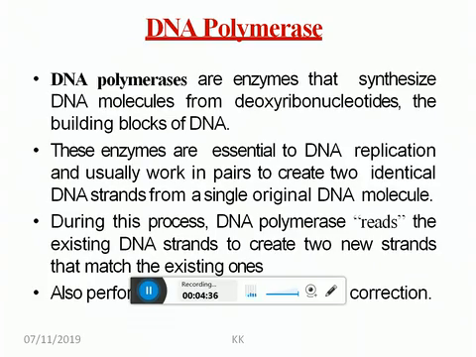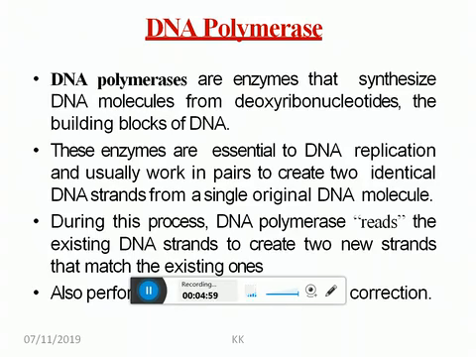Then this is DNA polymerase. DNA polymerase is an enzyme that synthesizes DNA molecules from deoxyribonucleotides, the building blocks of DNA. These enzymes are essential to DNA replication and usually work in pairs to create two identical DNA strands from the single original DNA molecule.